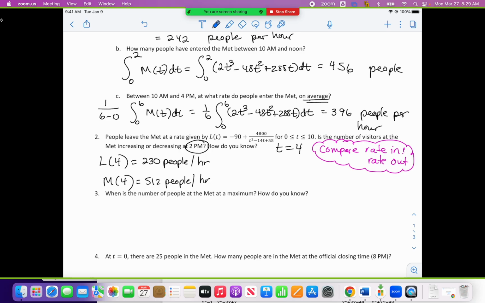Okay. All right. So, is the number of visitors at the Met increasing or decreasing at 2 p.m.? Increasing. It's increasing, and how do you know? Because there are more people entering than leaving. It's increasing because the rate that people enter the Met is greater than the rate that people are leaving the Met.